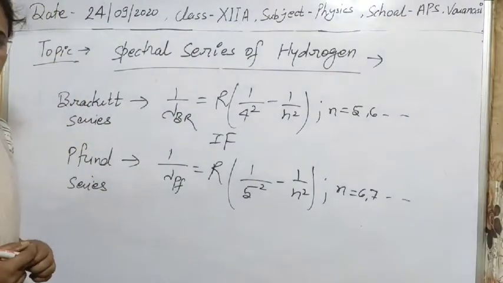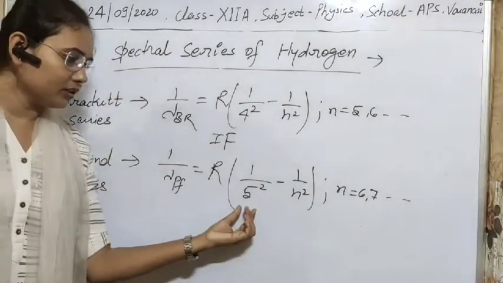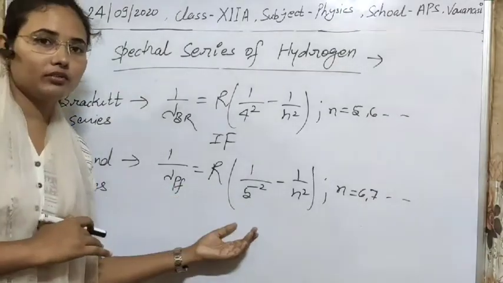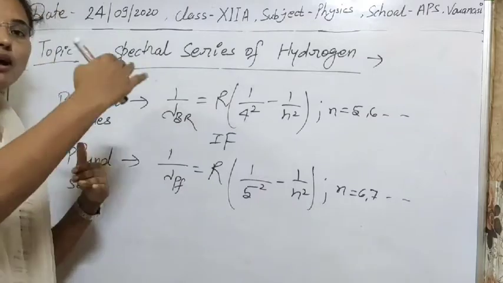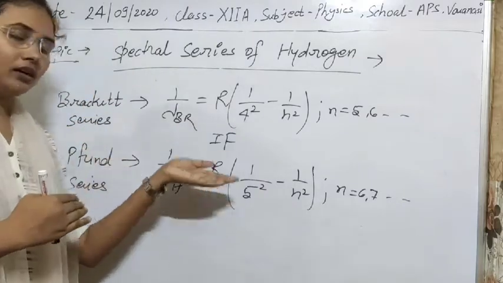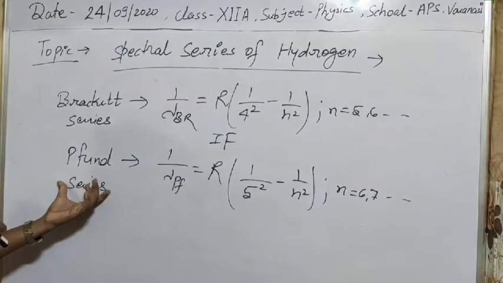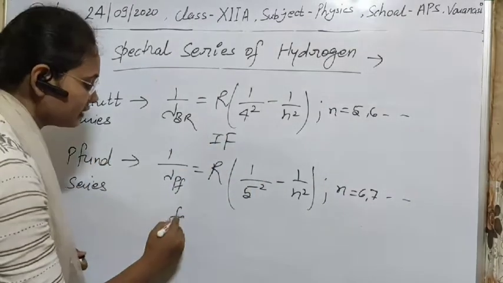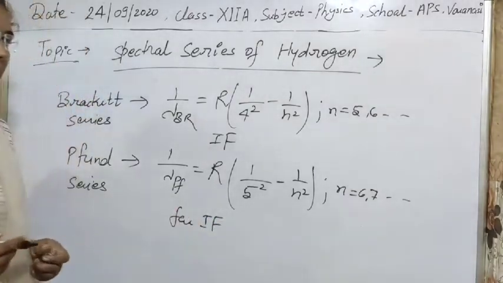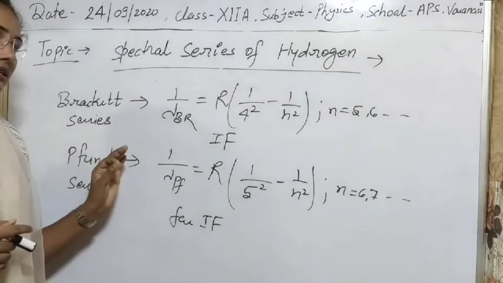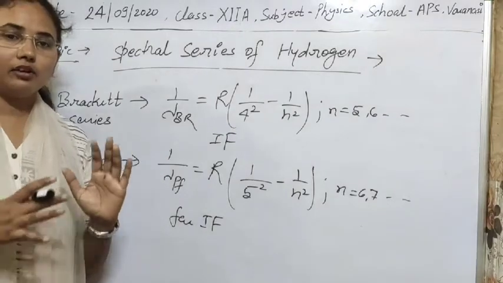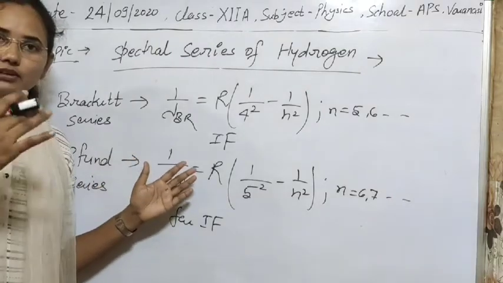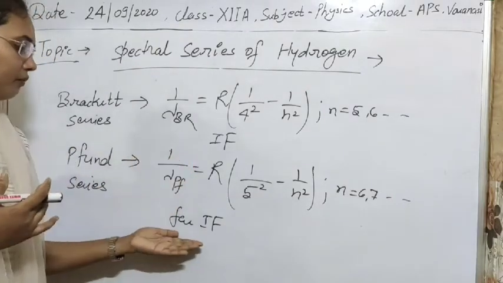meaning if the starting orbit is n equal to 5 and the electron makes a transition from higher orbits to n equal to 5, or it goes to a higher orbit from n equal to 5, then in this case we will get the Pfund series, and this series lies in the far infrared region. So in the hydrogen atom, 3 series lie in the infrared region: the Paschen series, Brackett series, and Pfund series. One is in near infrared, one is in infrared, and the third is far infrared.